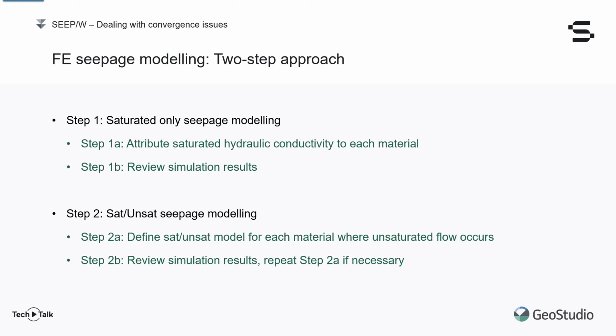The two sub-steps for these are to define saturated, unsaturated material models where unsaturated flow occurs based on the observations from step 1. And secondly, to review the simulation results with these new material models and repeat step 2a if necessary. Accounting for unsaturated flow might greatly affect the simulation results, and so materials that were previously expected to remain fully saturated could now show unsaturated flow, and must thus also be modified to account for this.